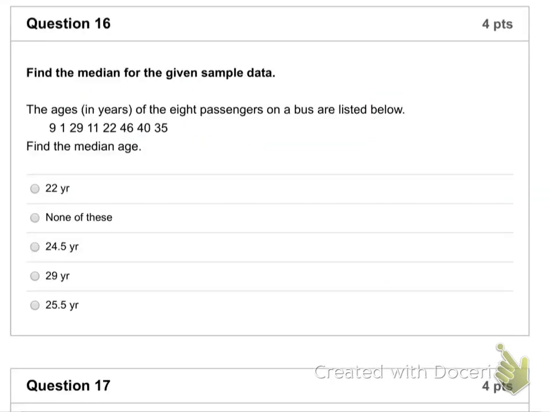Okay, 16. The ages in years of the 8 passengers on the bus are below. Find the median. You can do it on your calculator, or by hand if you want to. I think calculators are nice. 11, 22, 46, 40, 35. You can just put them in, and it finds medians as well. You don't have to reorder them or anything. It'll do all that for you.